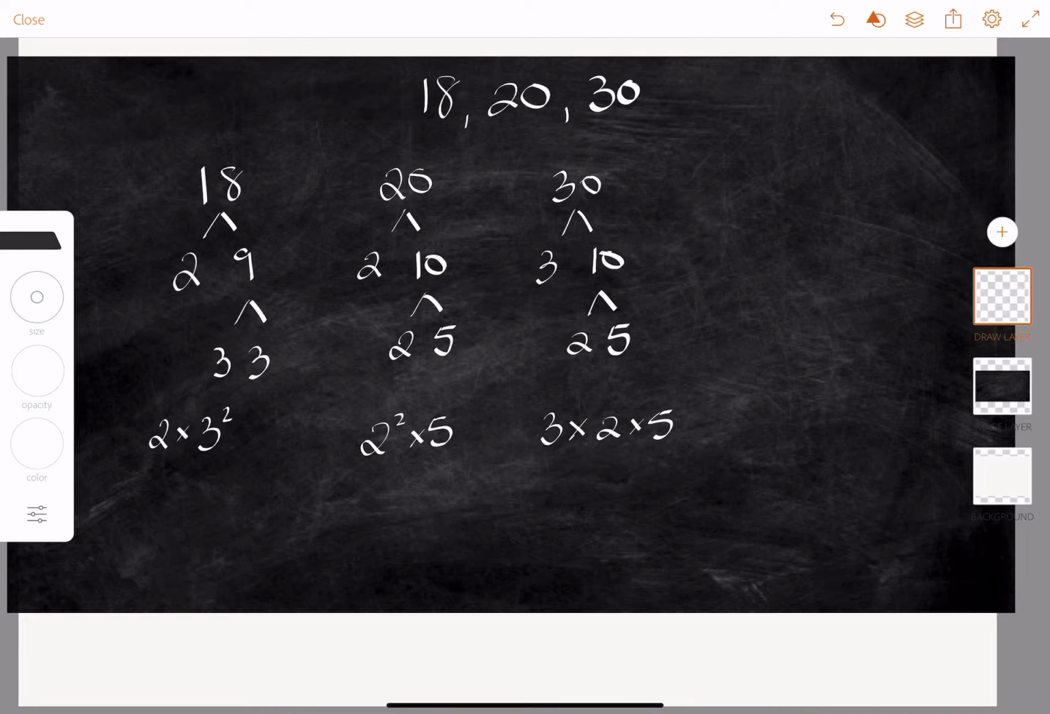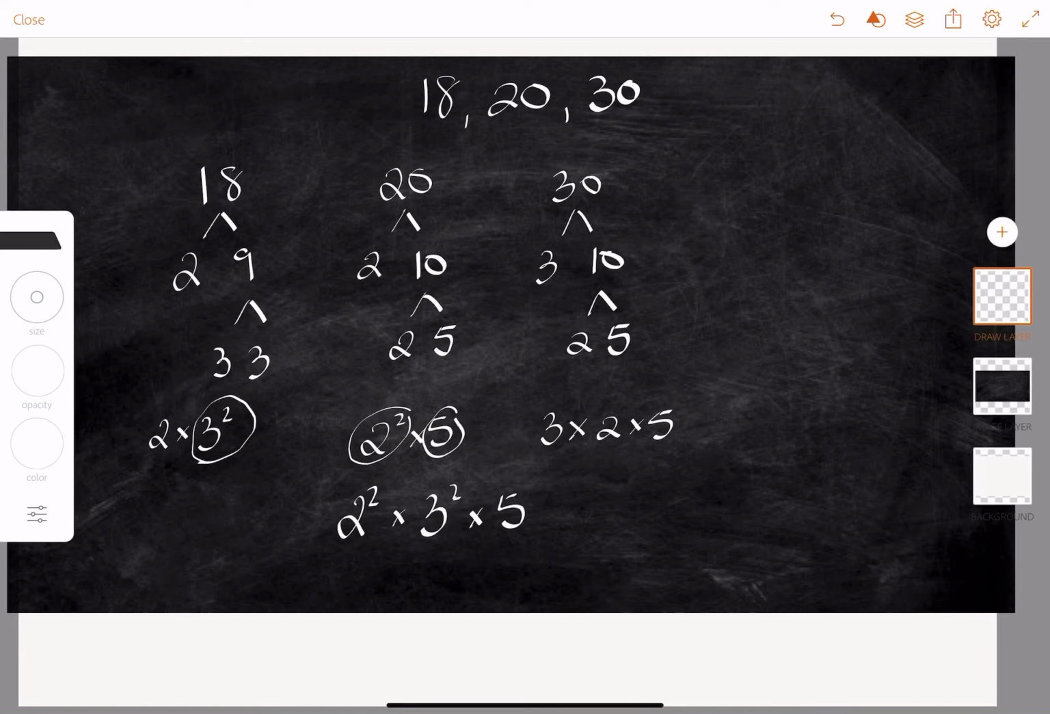Okay, so I need the largest exponent of each of these. So my largest 3 is 3 squared. My largest 2 is 2 squared. And then I just have a 5. 5 appears in each one of them. So I'm going to take these 3 numbers, 2 squared times 3 squared times 5, and multiply them together.